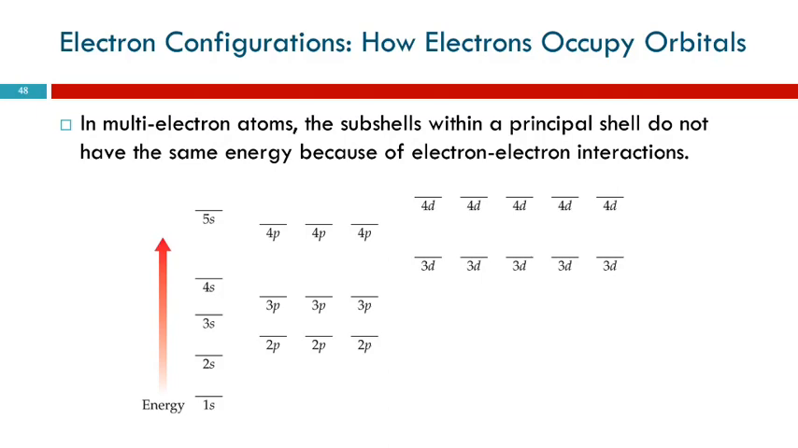So here is a diagram showing energy going up and showing the different subshells and how their energies are relative to each other. So the 1s sublevel is the lowest in energy, and the 2s is next highest in energy. And then the 2p is higher in energy than that, just a little bit. So in the hotel, the S room on the first floor is the cheapest. The S room on the second floor is the next cheapest. The P room on the second floor costs a little bit more.